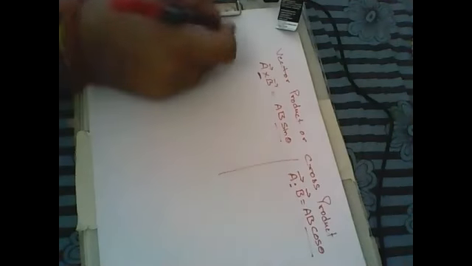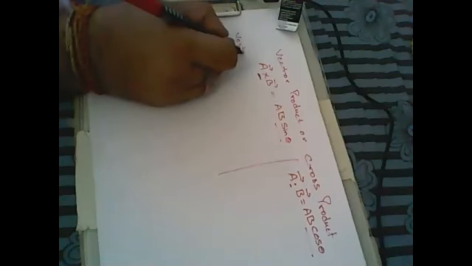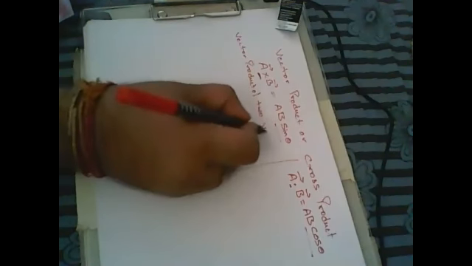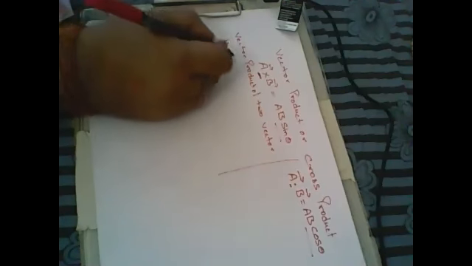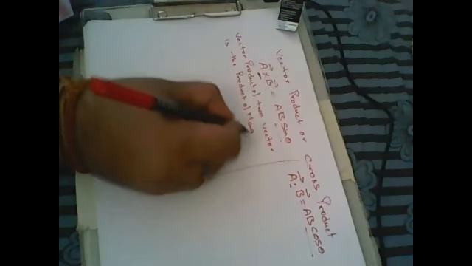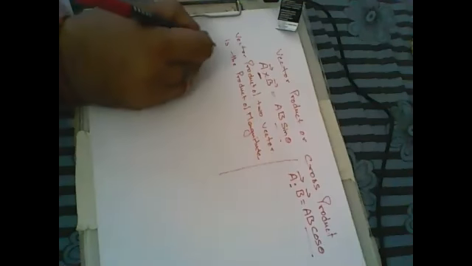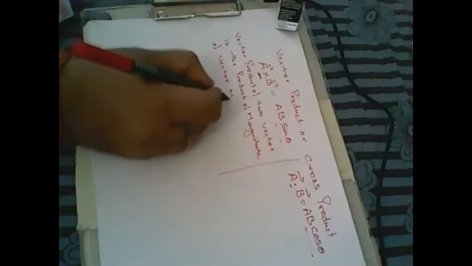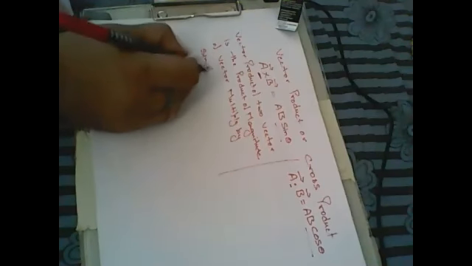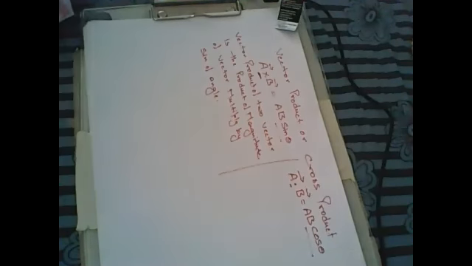So the definition of vector product: the vector product of two vectors is the product of the magnitudes of the vectors multiplied by the sine of the angle. This is the definition. Vector product of two vectors is the product of magnitudes multiplied by sine of angle.